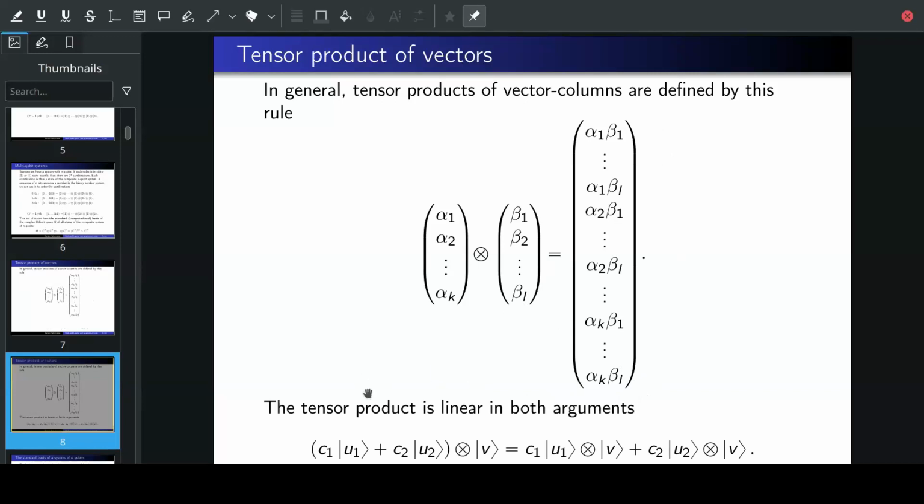Note that the tensor product is linear in both arguments. So if the first vector is some linear combination of two vectors, and we take tensor product with some other vector, then it will be equal to this sum, where we can just expand this sum. And similarly, for the second vector, we can expand also in a similar way. Okay.